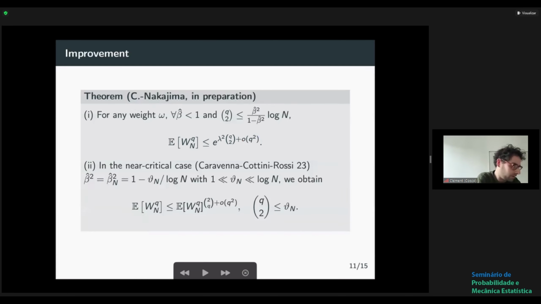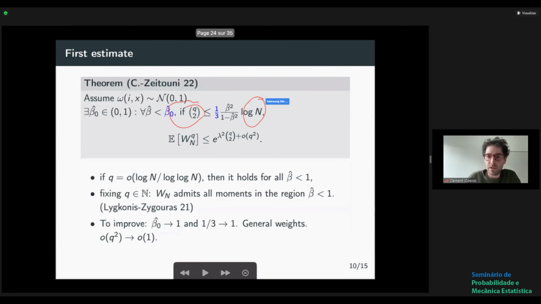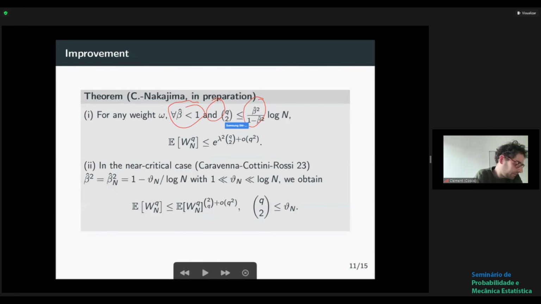So what we are doing now, and I think everything is proven, we just need to write it down a bit more properly, is that with Shuta, we could obtain the results up to the good threshold in beta hat, and also we could remove this 1/3 that appeared before. That was a bit annoying.